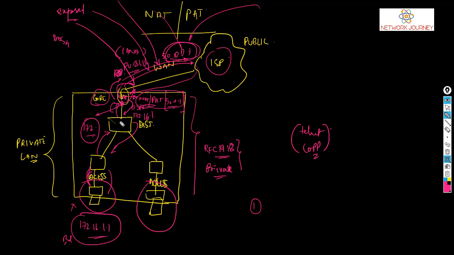From the security point of view, we just try to hide our private IPs and use a public IP which is given by the ISP. So this was one of the reasons. The second reason would be from the IPv4 shortage point of view.